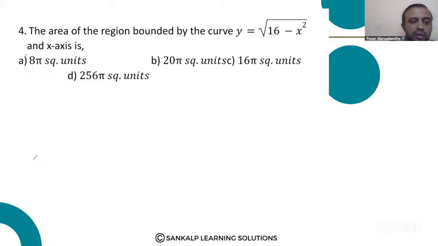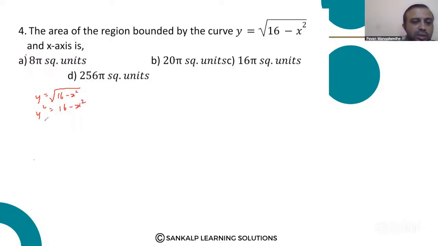So try to calculate this first in 10 seconds. So this can be solved by, so already it is given that y is equal to the square root of 16 minus x square. So y square, square it. So it will become 16 minus x square. It is just like squaring on both sides.